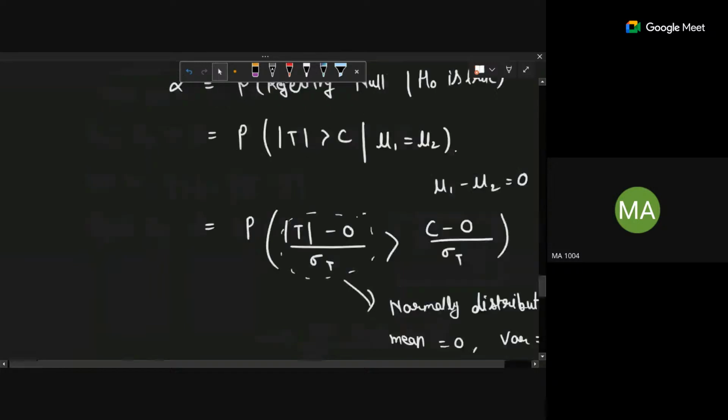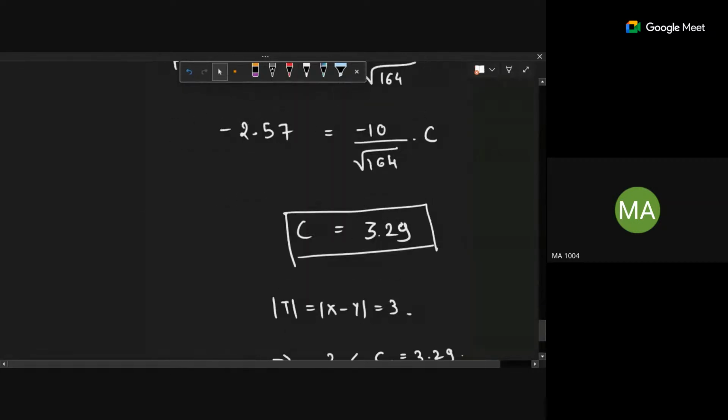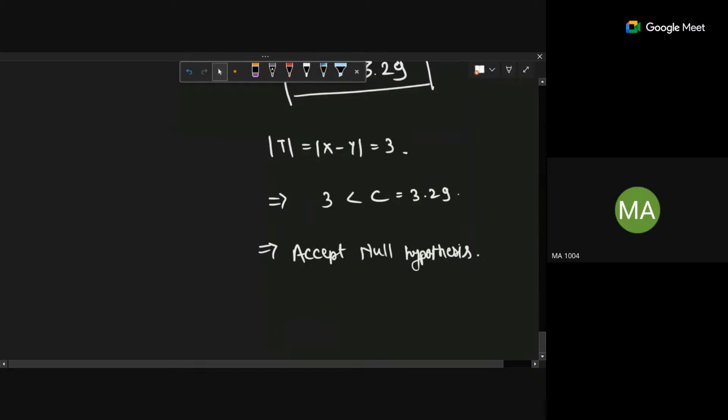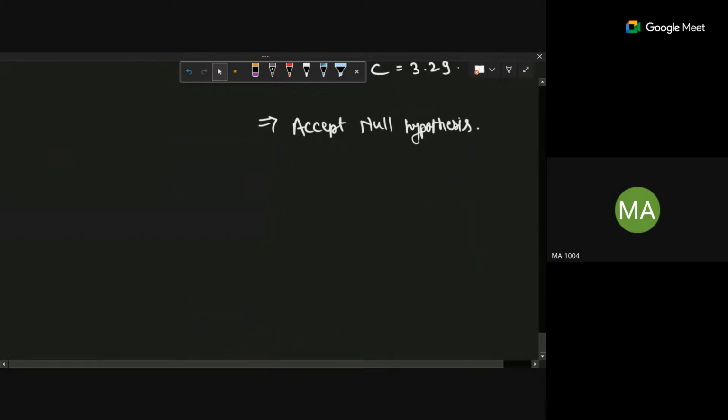We solved it further and got to know that the value of C was 3.29, which was actually greater than the difference given by those 100 samples. So from that, with this support, we will accept our null hypothesis and conclude that the time spent by men and women on social media is equal. Okay.